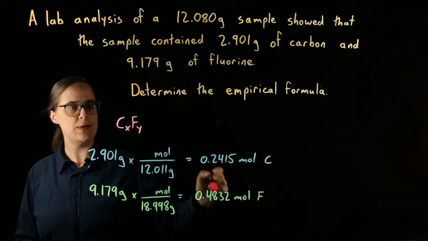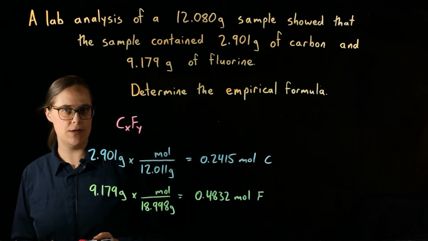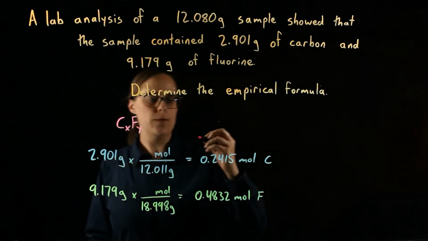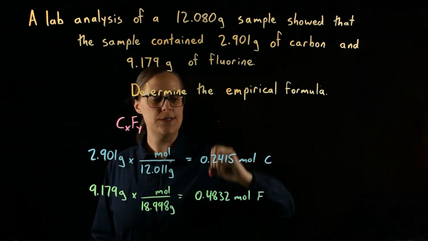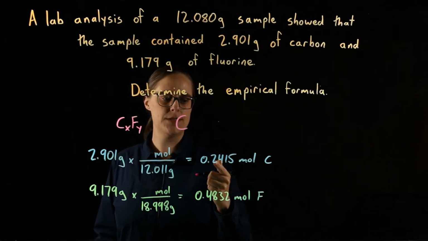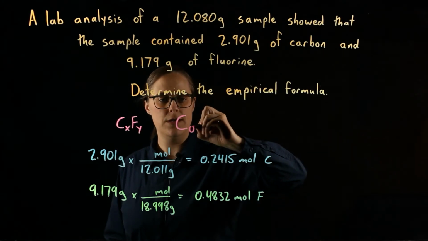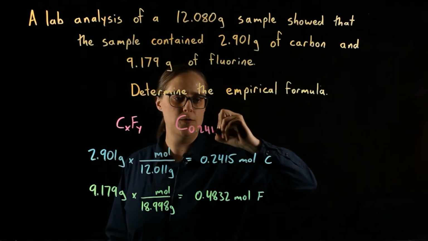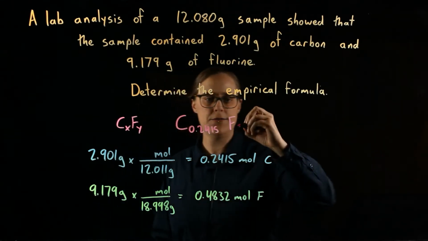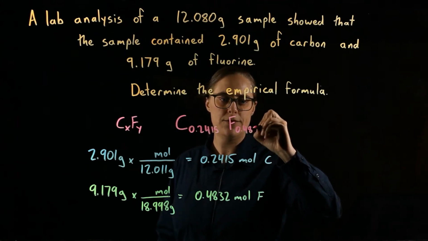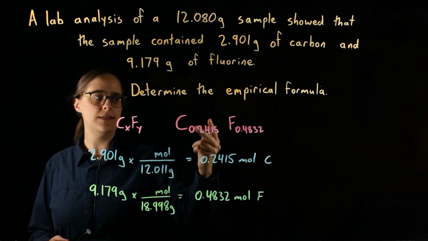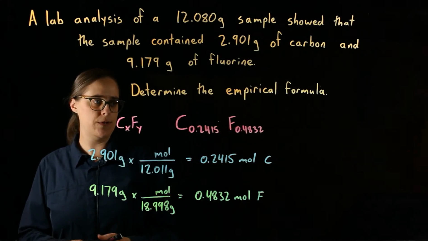Now, these two numbers, these are quantities of atoms. These are in the same ratio as the values in our empirical formula, but we want them to be in the smallest whole number ratio. So let me rewrite this equation using these values that we just calculated. Imagine that our number of carbon atoms was 0.2415, and our number of fluorine atoms is 0.4832. The definition of empirical formula is these same quantities, but in their smallest whole number ratio.